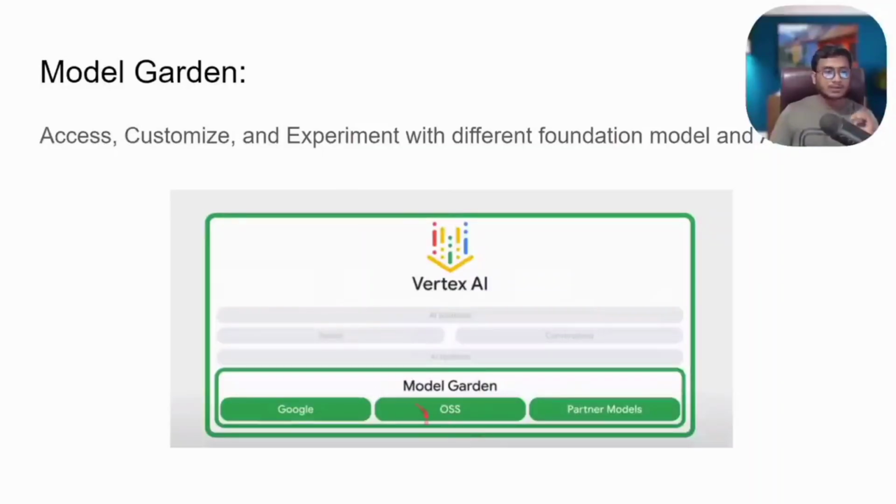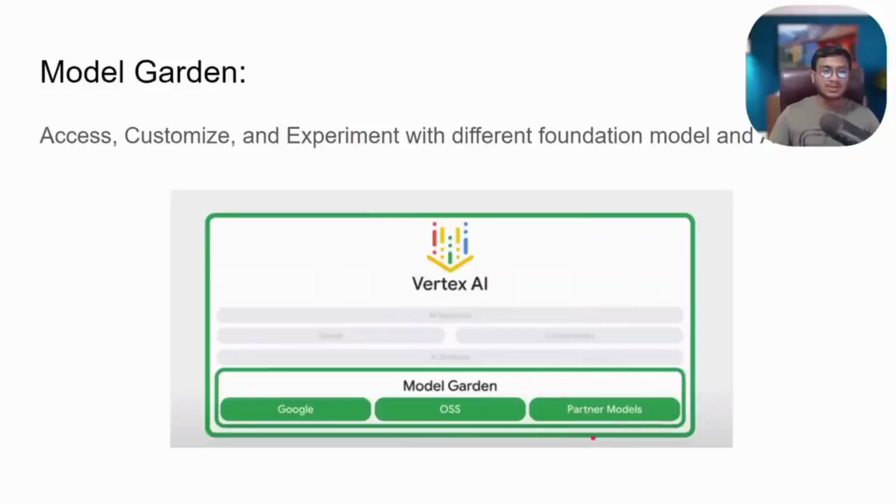Apart from that, you will also get something called open source models. Whatever open source models I showed you now from Hugging Face, from different organizations like Llama, Mistral, Falcon, right? Different kinds of open source models I already introduced in Hugging Face. So what they did, they also hosted these kinds of open source models in the Model Garden. That means you can use all kinds of open source models from the Model Garden itself, from Vertex AI.